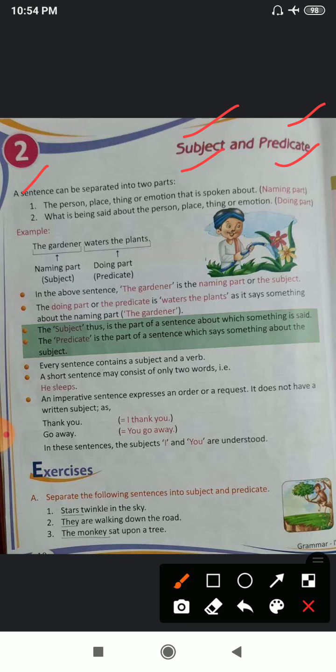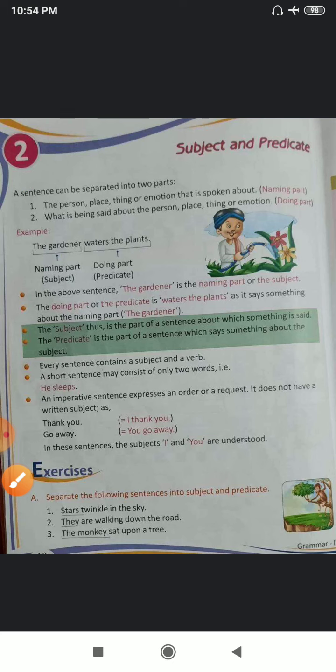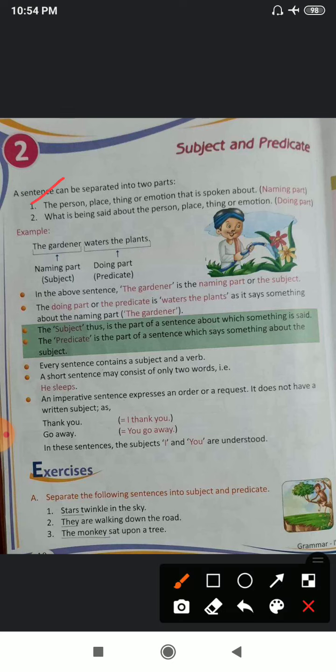One more time I'm telling you, a sentence can be separated into two parts, that is, subject and predicate. First of all, the person, place, thing, or emotion that is spoken about is called the naming part, and the naming part is called the subject, right? And what is being said about the person, place, thing, or emotion is the doing part, and that doing part is called the predicate.